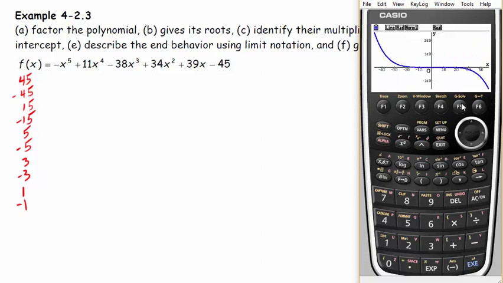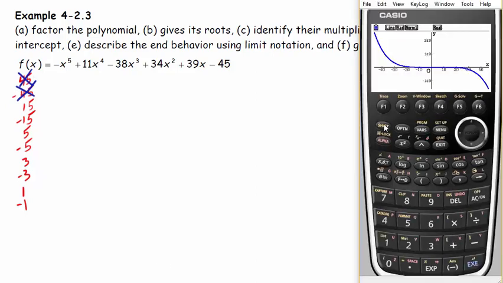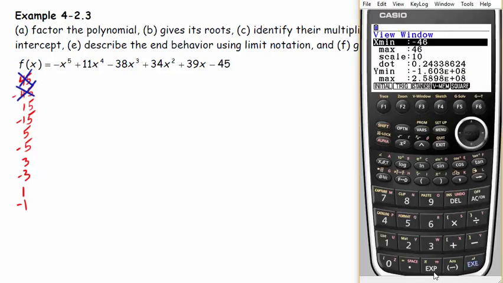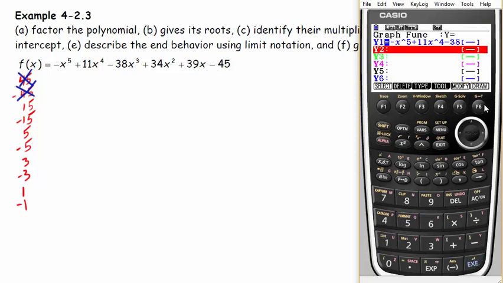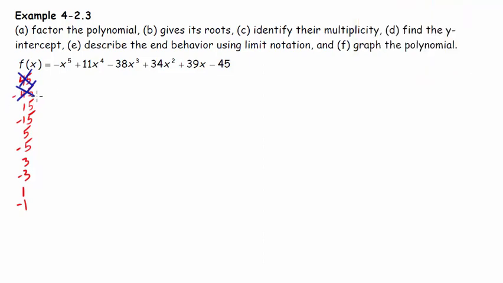Alright, now it looks like I can eliminate -45 and 45. Alright, now let's reel this in. Next might be -15 to 15, so I might set my window -16 to 16 to make sure I can see those roots. And do a shift zoom auto. Alright, I still can't see what's going on, but I can at least eliminate 15 and -15.